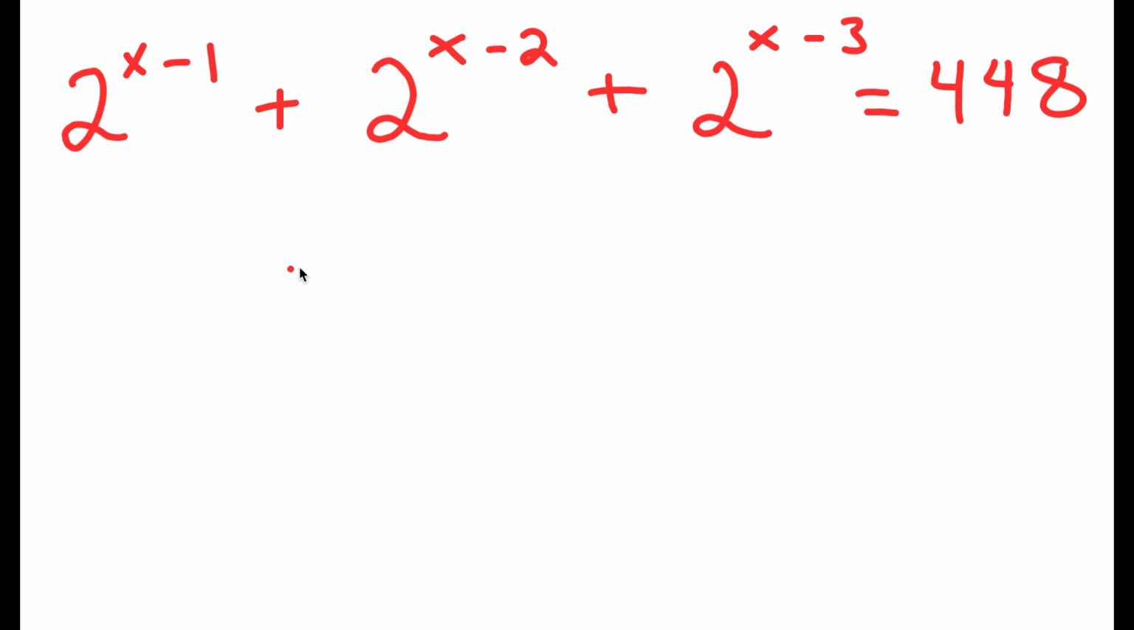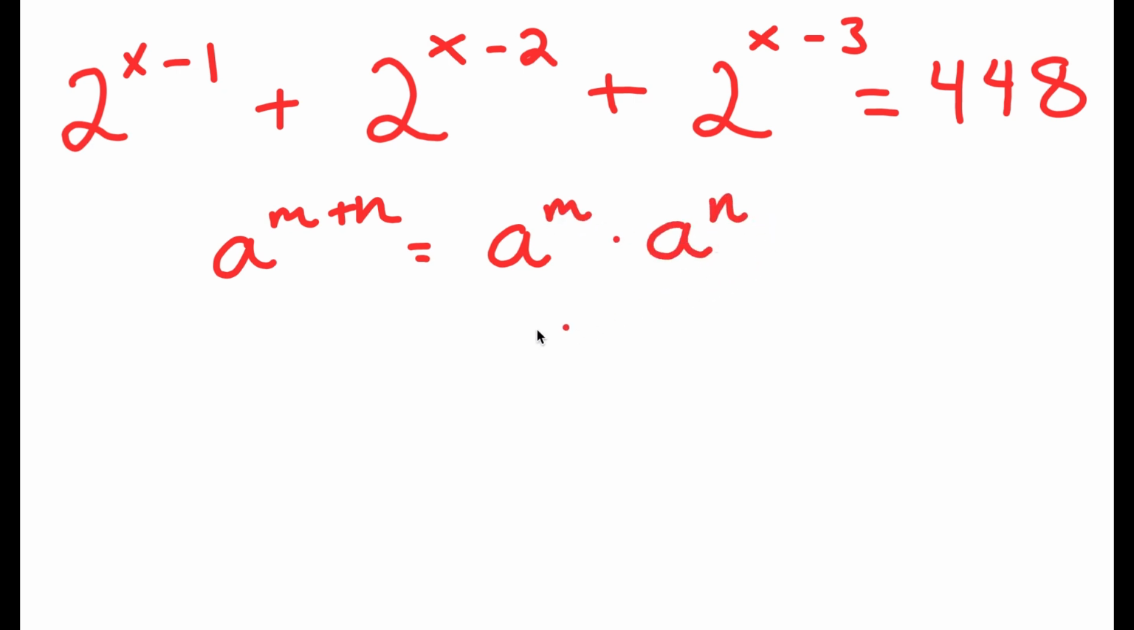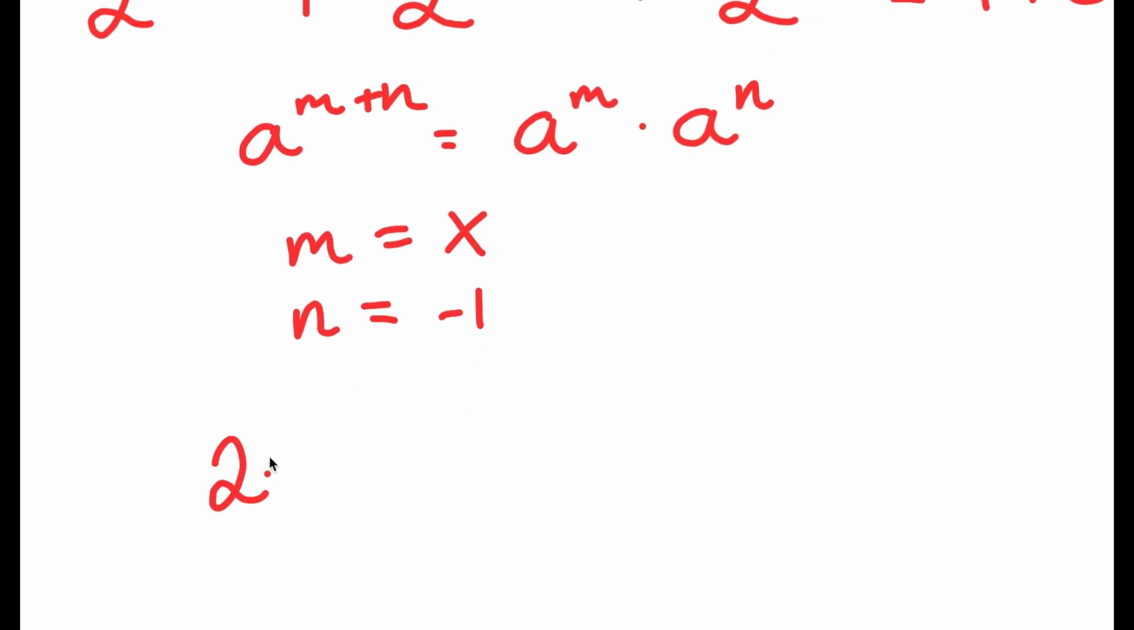Alright, so in this problem, I have 2 to the power of x minus 1 plus 2 to the power of x minus 2 plus 2 to the power of x minus 3 is equal to 448. So now if I have a to the power of m plus n, this is equal to a to the power of m times a to the power of n. So in this case, m is equal to x, and n is equal to negative 1 for 2 to the power of x minus 1. So that's going to turn into 2 to the power of x times 2 to the power of negative 1.